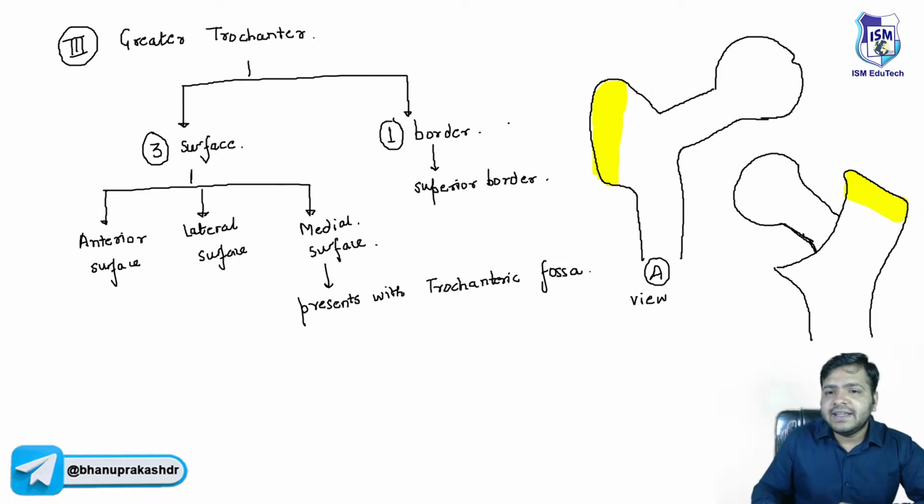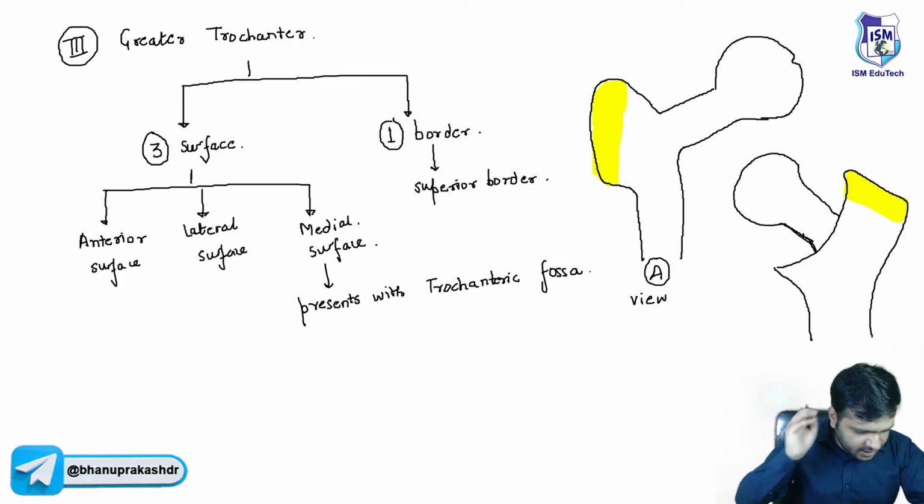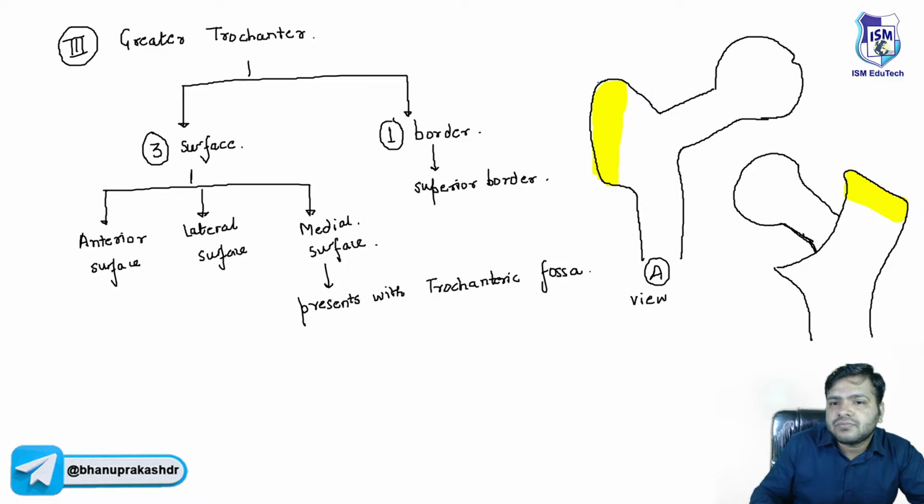Now, beta, in the anterior view, the surface lining above, or I would say the border, because it is present above at the apex part, this is nothing but the superior border. This is the superior border of the greater trochanter.